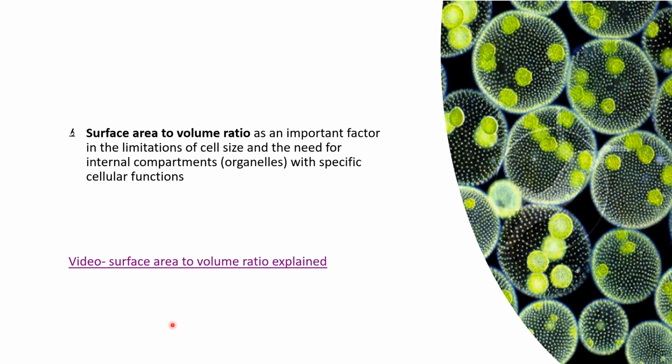So the study design dot point for today is surface area to volume ratio as an important factor in the limitations of cell size and the need for internal compartments, organelles, with specific cellular functions. So we've looked at this second part here, internal compartments and organelles, and now we're going to look at the surface area to volume ratio and how it is an important factor relating to cell size. There is a video linked here or linked in the PowerPoint slides if you've downloaded them that is useful, and I highly recommend that you watch that video.